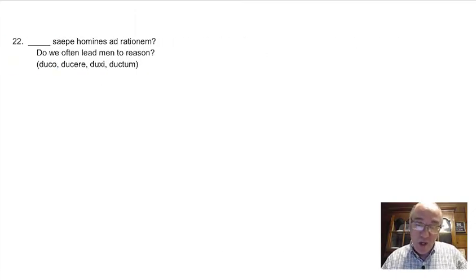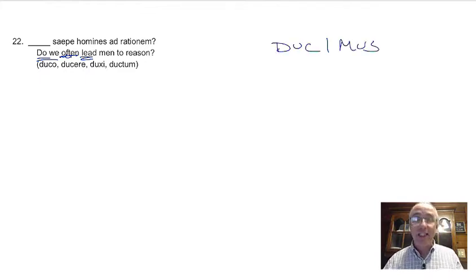22. Do we often? This is really the present tense. We do often. We lead. That's the present tense. The sign for the present tense of this verb is an I. Ducimus. We lead. Present tense. The future would be ducemus. Because the future tense is an E, the present tense is an I.